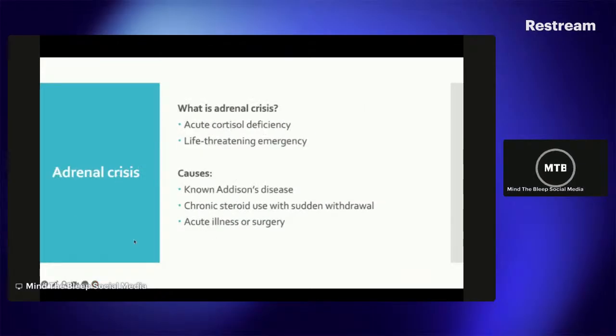Okay, so back to me explaining again. So adrenal crisis is an acute cortisol deficiency, and it's a life-threatening emergency. And the typical causes that you should recognize or keep in the back of your head include known Addison's disease, chronic steroid use with sudden withdrawal, or acute illness or surgery. And adrenal crisis is often missed, and many patients that have this problem carry a steroid card or an emergency injection kit with them to avoid this.